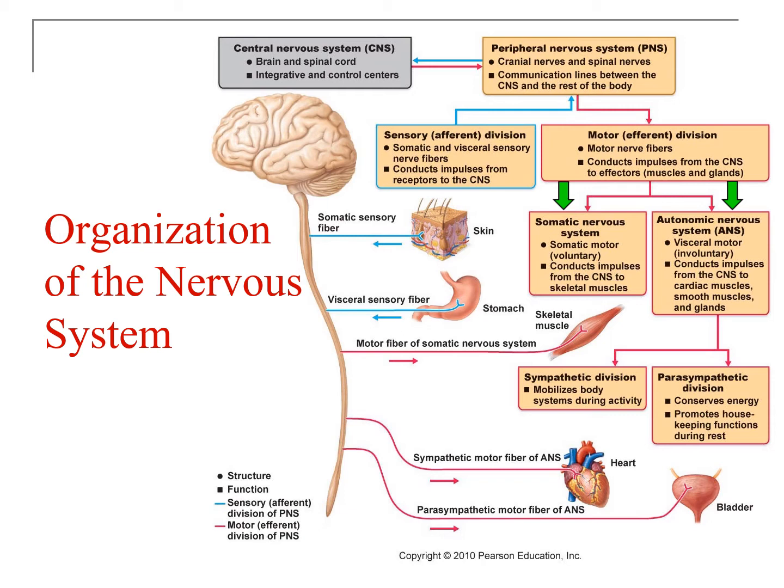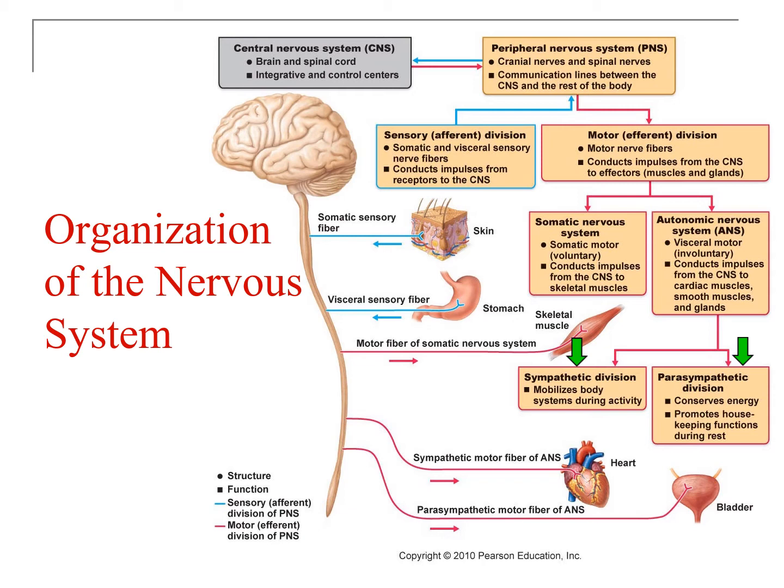Now, the autonomic nervous system itself can be divided into 2 divisions. One is the sympathetic division, which mobilizes body systems during activity. We're going to find out a lot more about the sympathetic division in Test 5 material. But this is basically what most people refer to as fight or flight. It mobilizes body systems during activity.